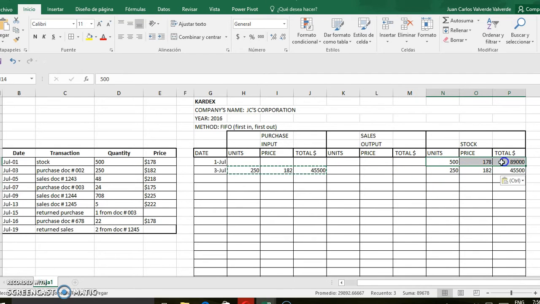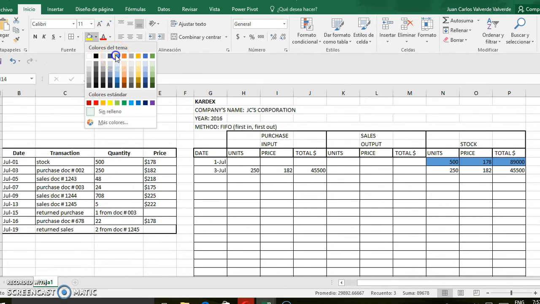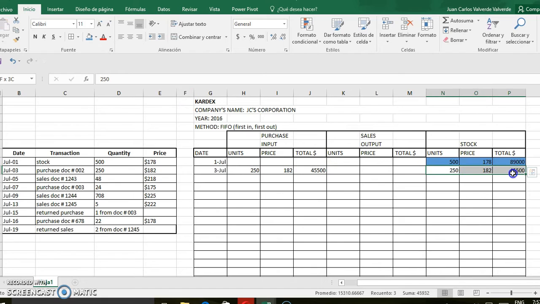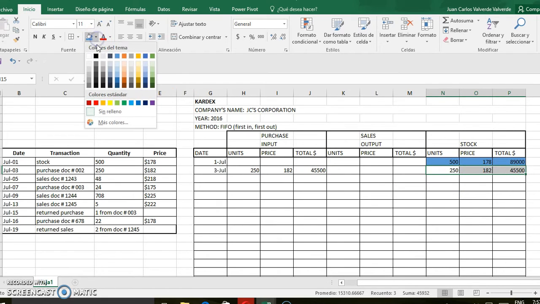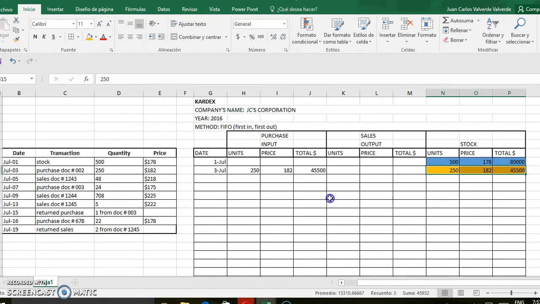Okay, so here this is one color. Okay, let me see. Let's use this color, and here let's use another color so we can distinguish them. Let's see what happened the 5th of July. It says sales 48. So we sell 48. Okay, the price is 218. But check this out.